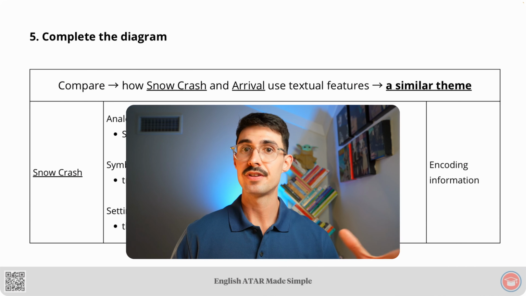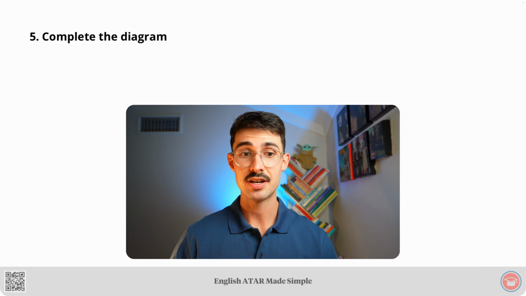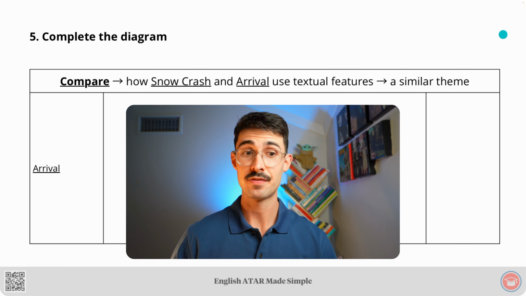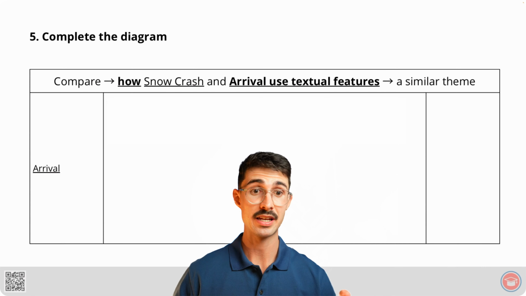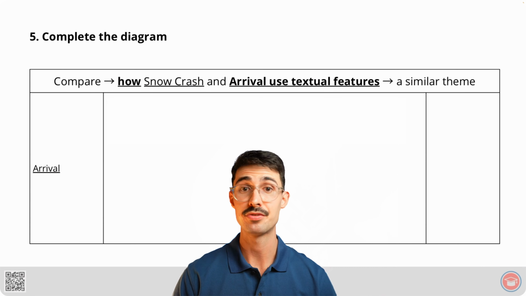That is all of the relevant information on Snow Crash. Now let's take a look at the relevant info on Arrival. Here, we're looking at how Arrival uses textual features.